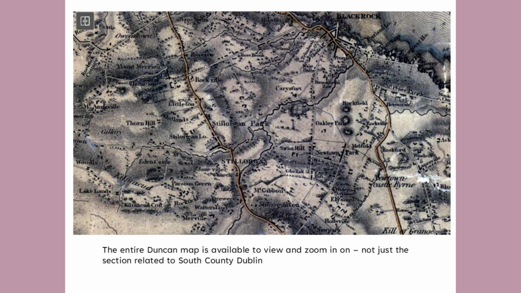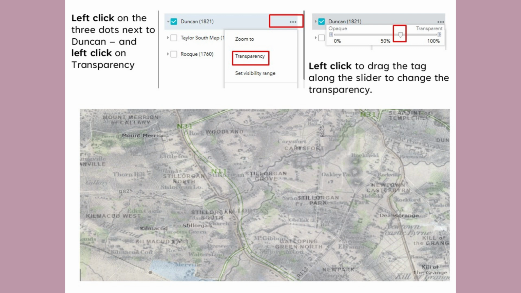And Duncan's map does show quite a lot of place names and individual houses, villas belonging to the gentry, churches and streams. That slide just shows the Stillorgan area on the Duncan map, a bit more zoomed in. So one of the useful things about looking at the Duncan map on this website is that you can use the transparency feature to relate the historical Duncan map to the current mapping.